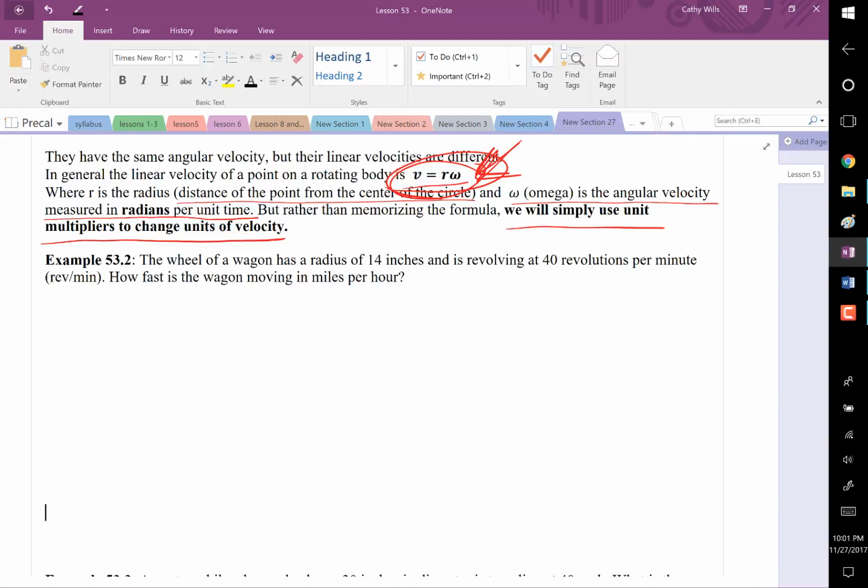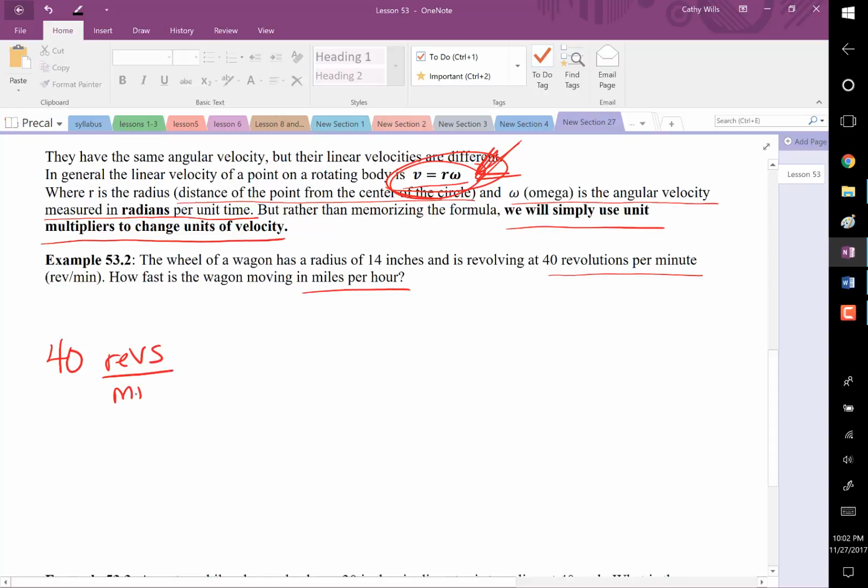So it's very simple. The wheel of a wagon has a radius of 14 inches and is revolving at 40 revolutions per minute. How fast is the wagon moving in miles per hour? All right, so they give us the angular velocity and they want us to find the linear velocity. So 40 revolutions per minute, that's what we're starting out with, and we want to change this to miles per hour.